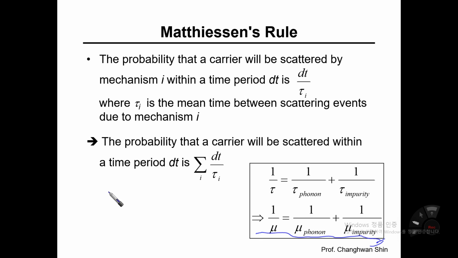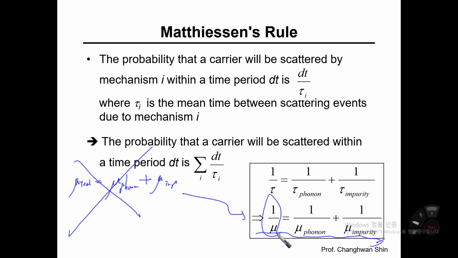Now we can add them up. We found the mu phonon and mu impurity, then what is mu total? Can we simply add them up? No. The answer can be found here. The total mobility can be defined by this equation. Please remember this equation, and that equation is derived from Matthiessen's rule.